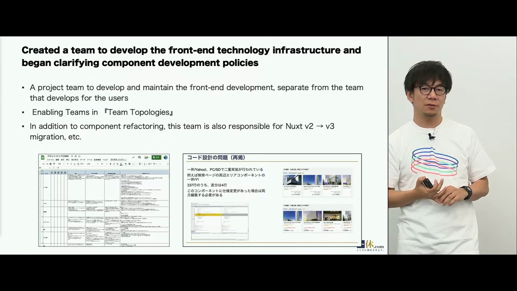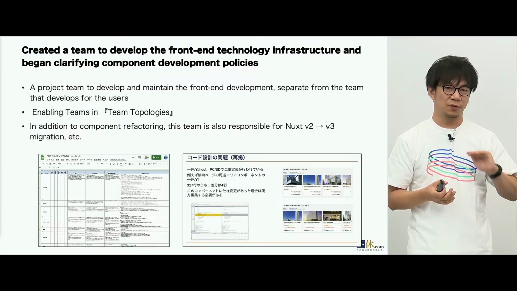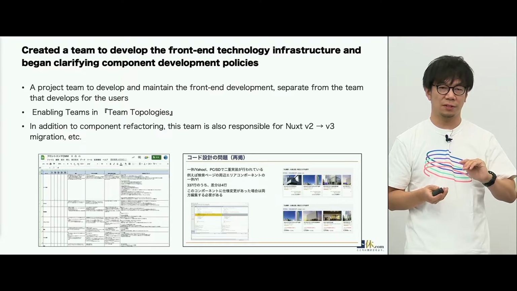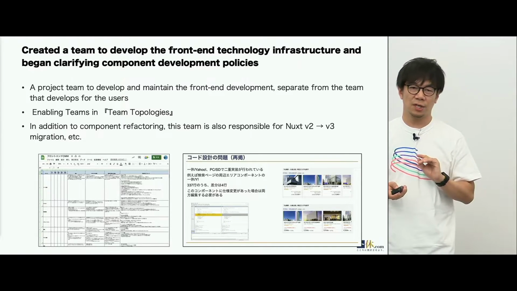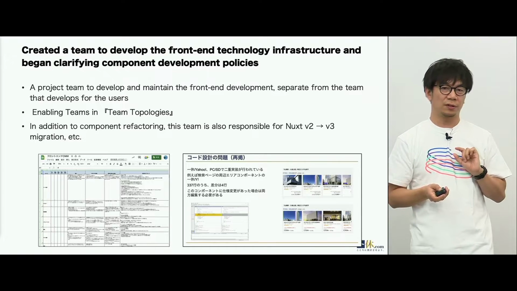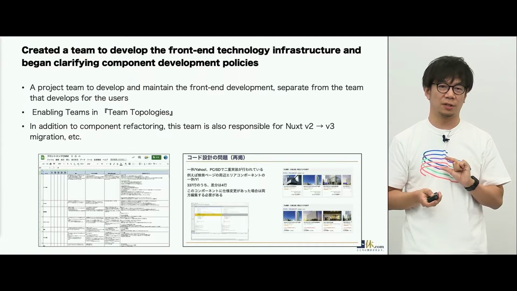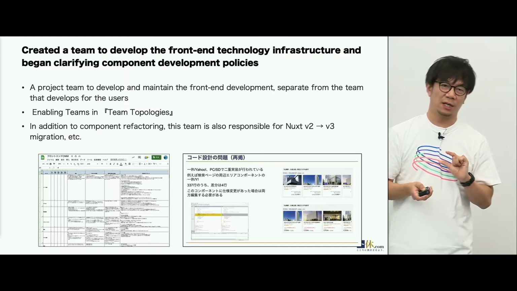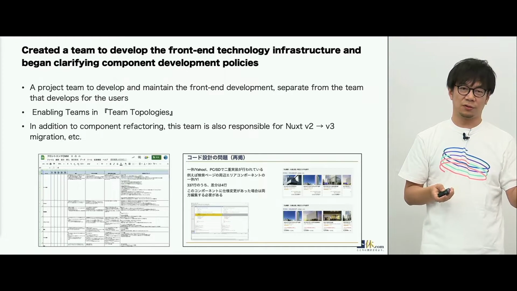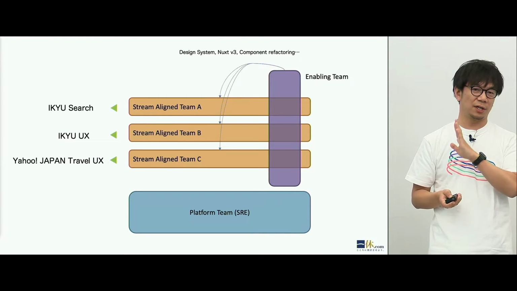After that, the design system is only for the design layer. So we wanted the front end technology infrastructure to be upgraded so that we can develop two services. So the front end improvement team was formed. It works on component refactoring, and right now we are using version 2, but we started version 3 projects. This team to improve front end technology infrastructure is a different one from the previous one.